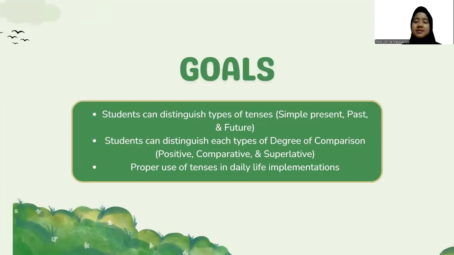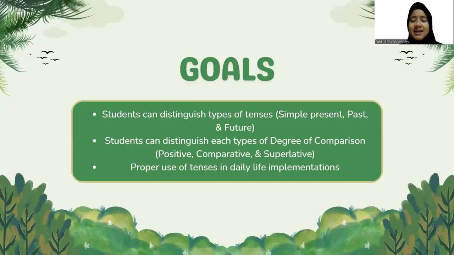Next, we also have some goals, things we can gain from today's discussion. First, I hope that students, all of us, can distinguish the types of tenses. In this case, we have simple present, past, and future. The second goal is that we can distinguish each type of degree of comparison: positive, comparative, or even superlative. And last but not least, I hope that we can use proper tenses in our daily life implementations, ladies and gentlemen.